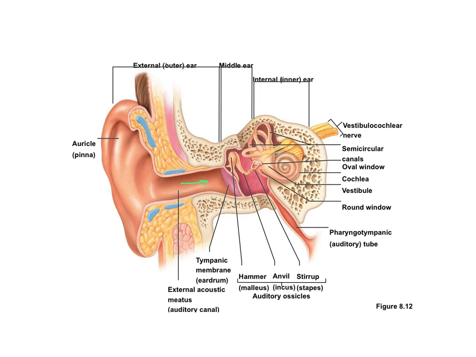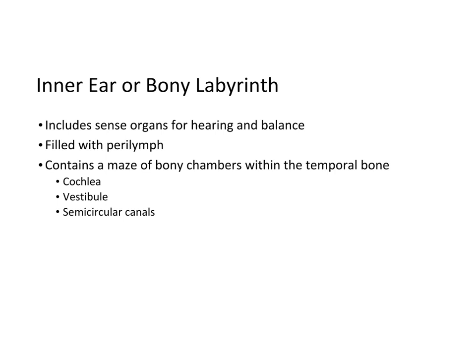So here again you can see you have your external acoustic meatus. This is where sound enters the ear. It causes the tympanic membrane to vibrate, and then those vibrations are carried through the hammer, anvil, and stirrup to the inner ear.